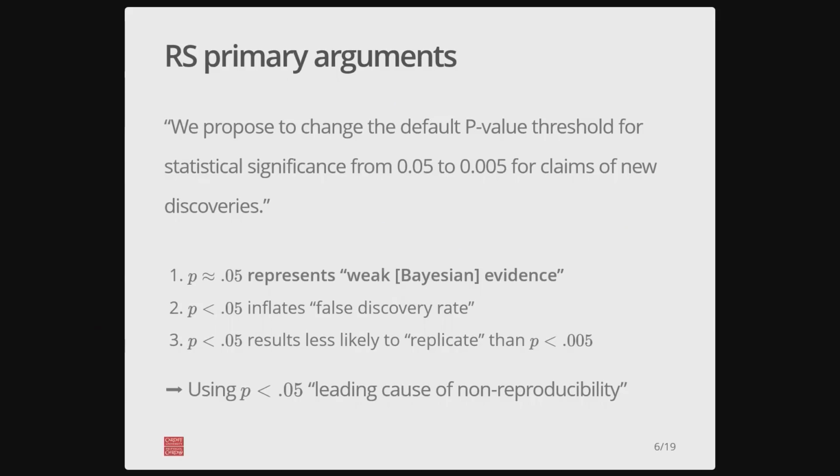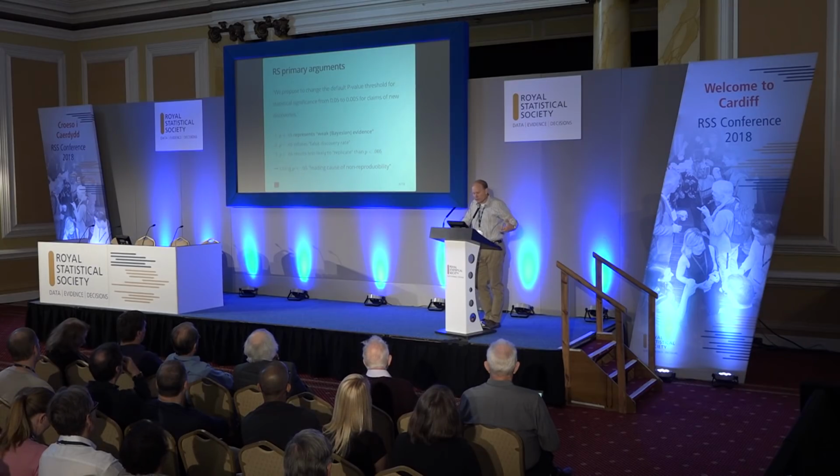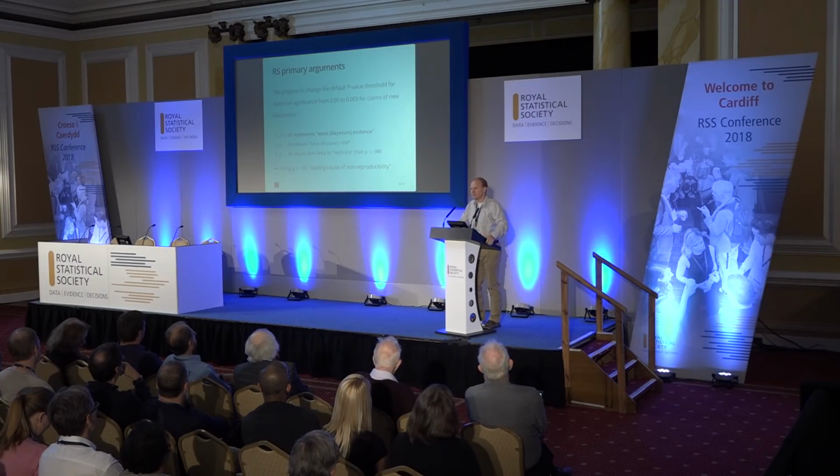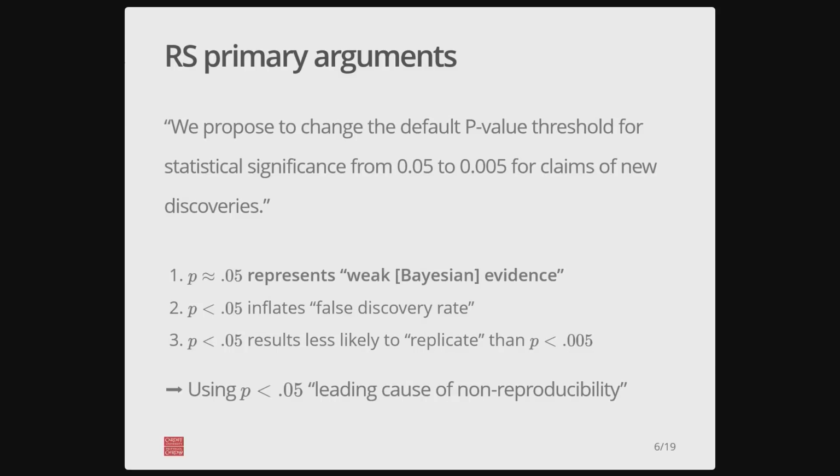Number two, if you use p less than 0.05 as a criterion, then this inflates what's called the false discovery rate, or reduces the PPV in Ioannidis's terms. And argument three was that when you use p less than 0.05 as a criterion, the results are less likely to replicate. That is, the second one is less likely to match in its significance than results that have p-values of less than 0.005. And they actually say that using a criterion of p less than 0.05 is a leading cause of non-reproducibility, and this is important.